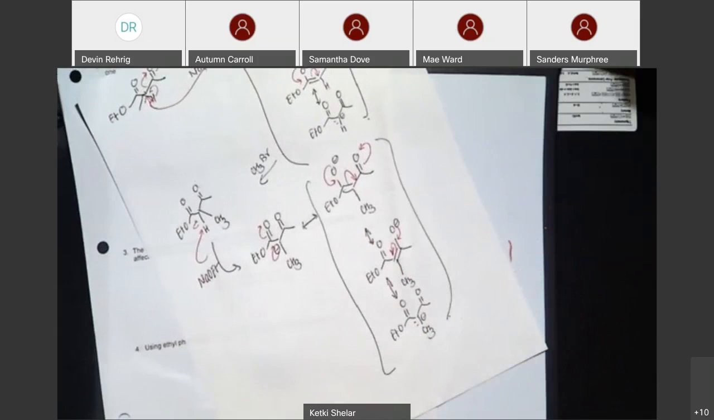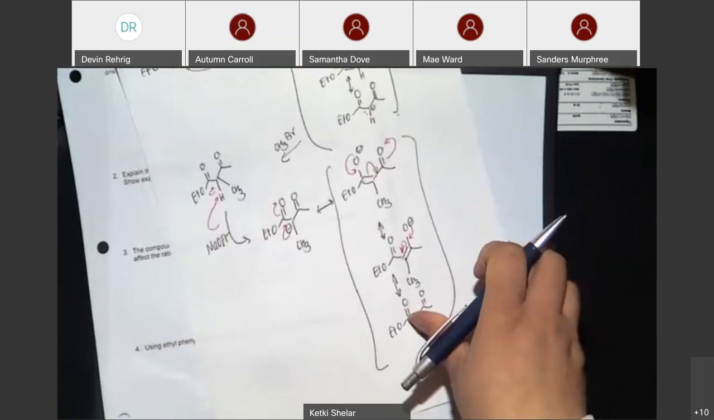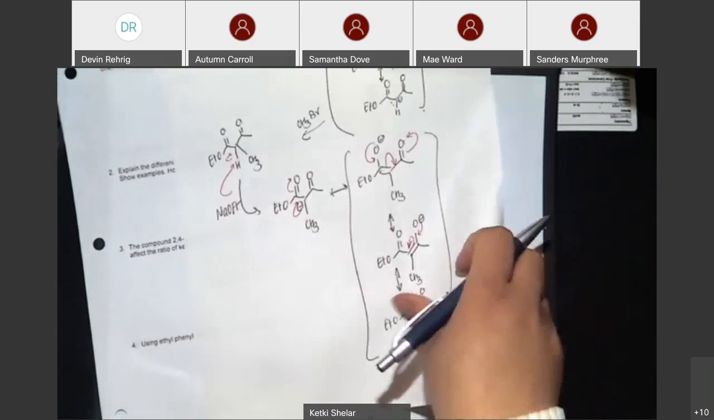Okay. So after this, we need to add one more reagent. And this reagent, it has what?